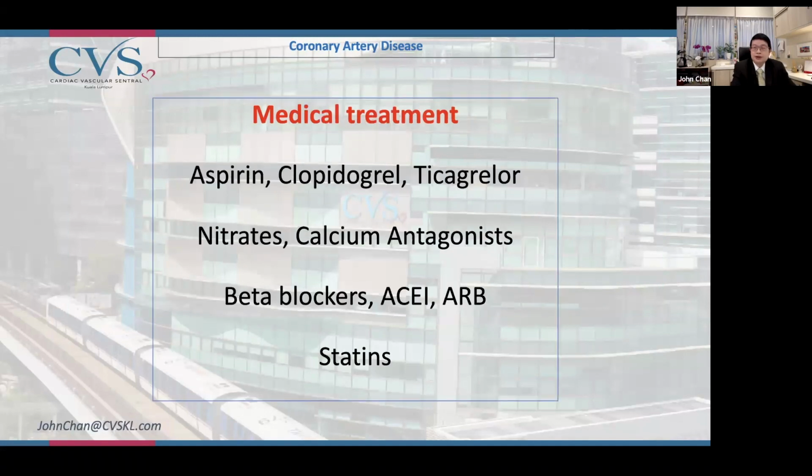So various medical treatments are available, and there are various classes of medication. For example, we have the antiplatelet medications, which thin the blood down and prevent heart attacks, such as aspirin, clopidogrel, and ticagrelor. We have medications which will relax the coronary arteries and so improve the symptoms of chest pain or chest discomfort, such as the nitrates and calcium antagonists. And then we have medications which will improve your survival, to help you to live longer, such as the beta blockers, the ACE inhibitors, and the ARBs.